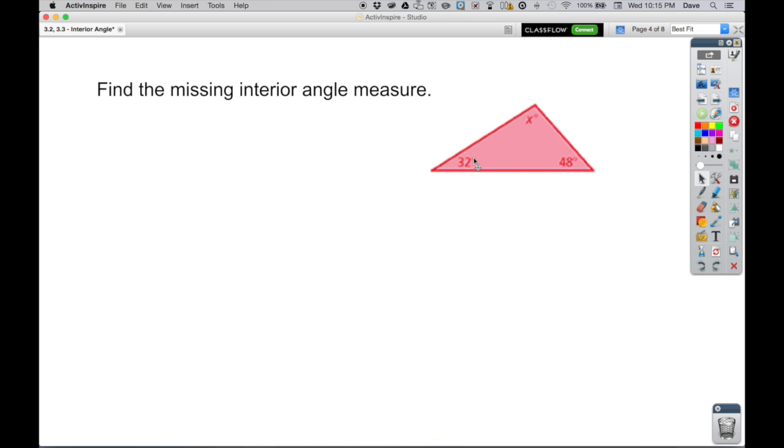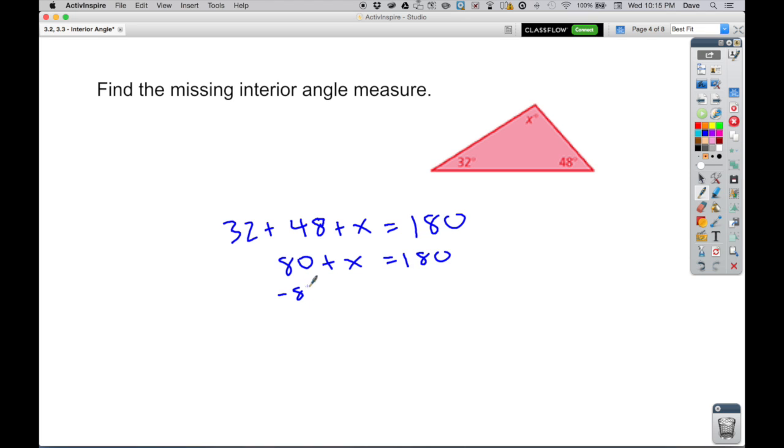So we can do problems like this one. Find the missing interior angle measure. Here I've got three angles, one of them's missing. So I would do something like this: 32 degrees plus 48 degrees plus our unknown X degrees. It's part of a triangle, so it must equal 180. If I simplify and solve this, I get 80 plus X equals 180. Subtract 80 from both sides, and we get X equals 100. So this last corner must have been a 100-degree angle.